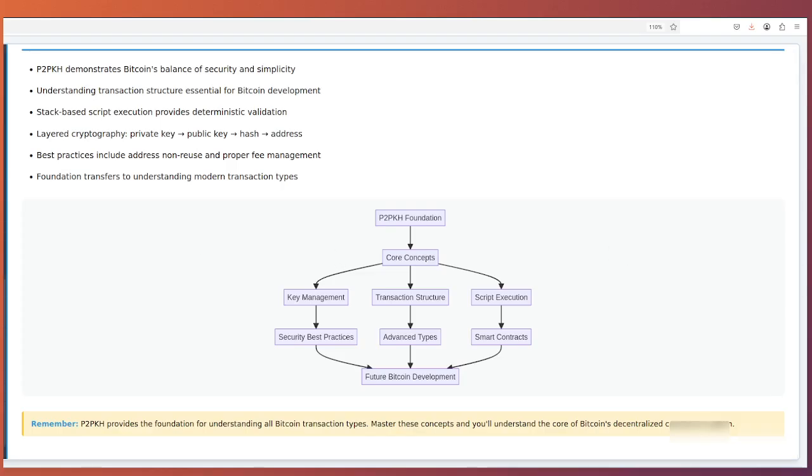Whether you're developing wallet software, building Bitcoin applications, or simply wanting to understand how your Bitcoin transactions work at a deeper level, the detailed knowledge of P2PKH transactions provides a solid foundation. Remember that Bitcoin is ultimately a consensus system where thousands of independent nodes verify every transaction using the same rules, and understanding these rules empowers you to participate in this global, decentralized financial network with confidence.